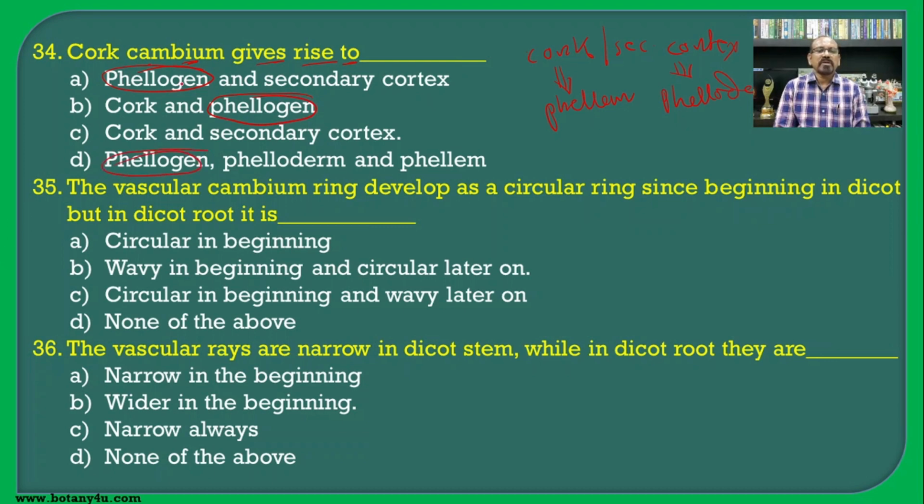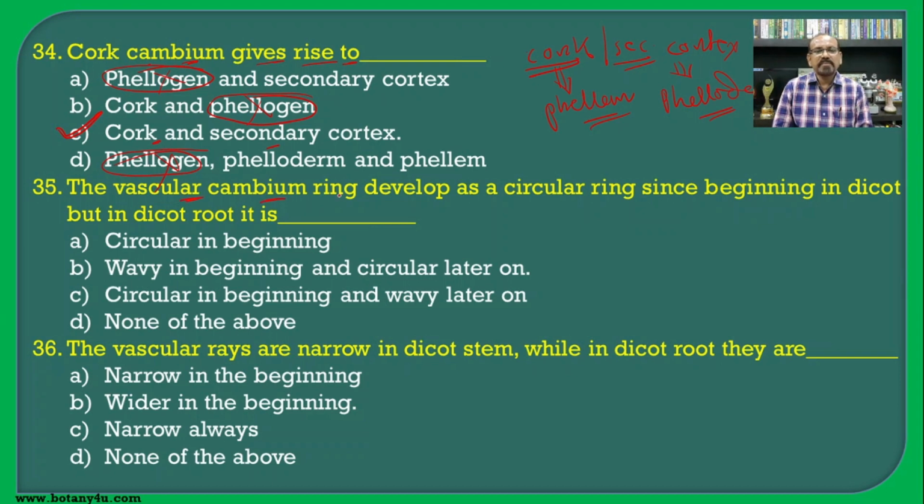So the cork cambium option becomes the wrong one, because it is responsible for the formation of phellem and phelloderm. Hence we have the cork and secondary cortex, which are also known as the phellem and the phelloderm, formed by the activity of the cork cambium or the phellogen, and hence C becomes the correct answer for this question.